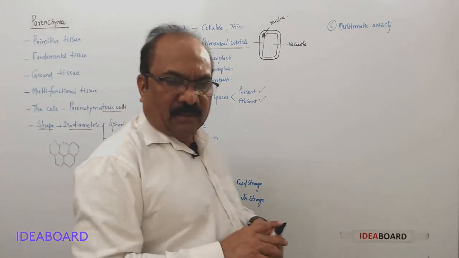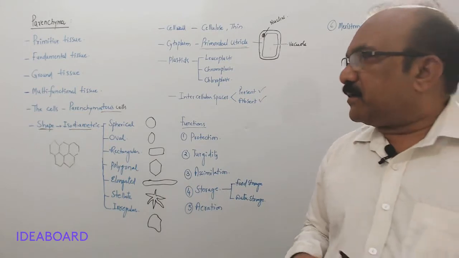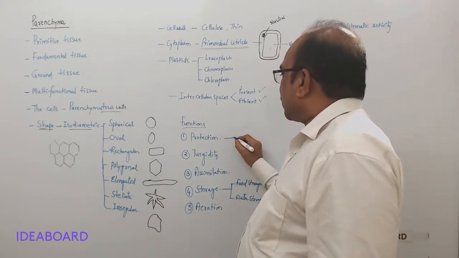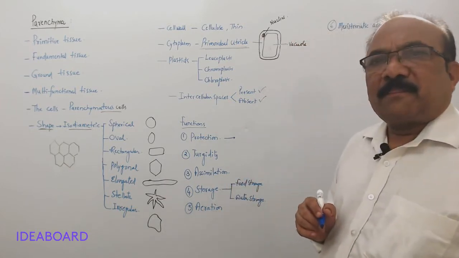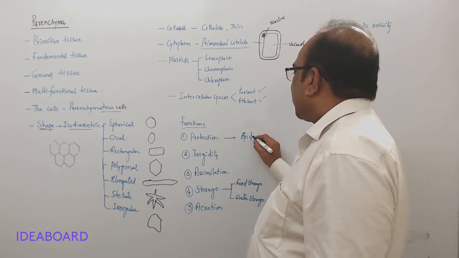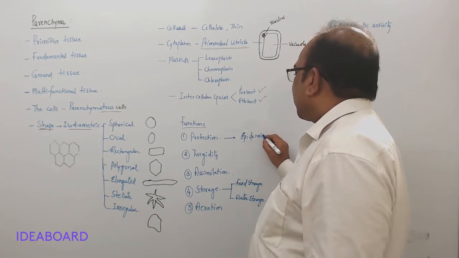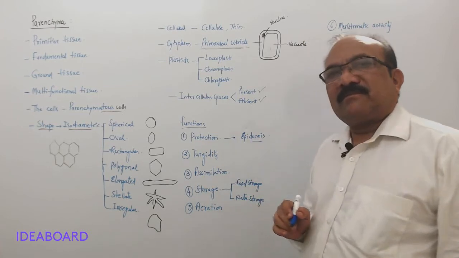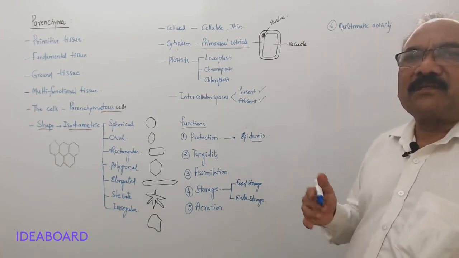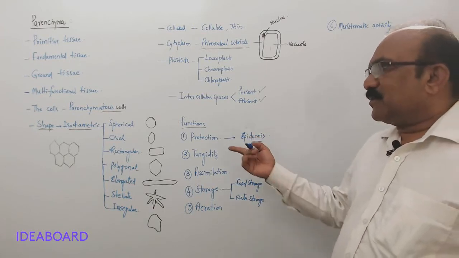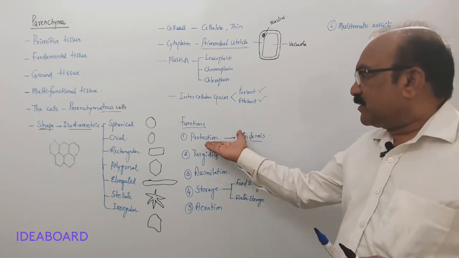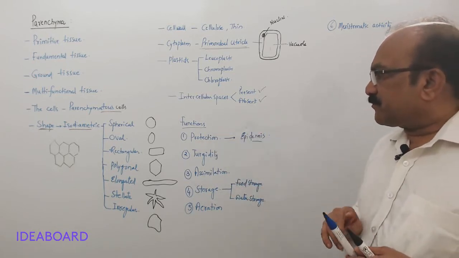Now, when we come to the functions of this parenchyma, it is protective in function. What is this? Don't forget that epidermis is made up of epidermal cells, and all the cells of epidermis are parenchymatous. And you know the function of epidermis: protection, protecting the inner tissues. So which is performing that protective function? Parenchyma. So that's why it is protective in function.